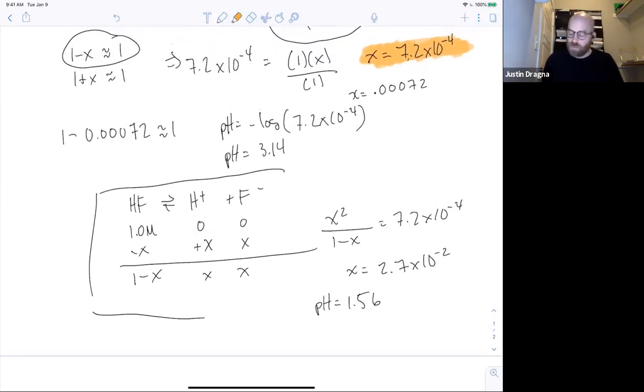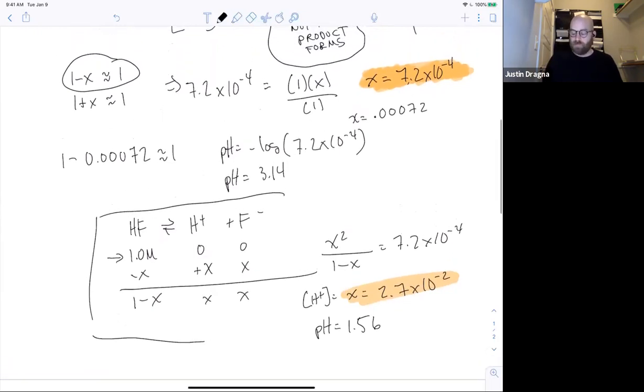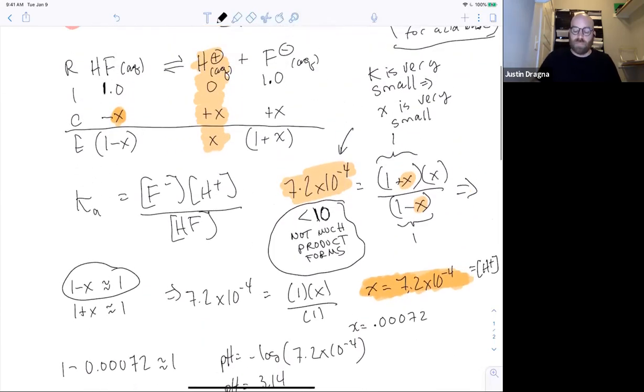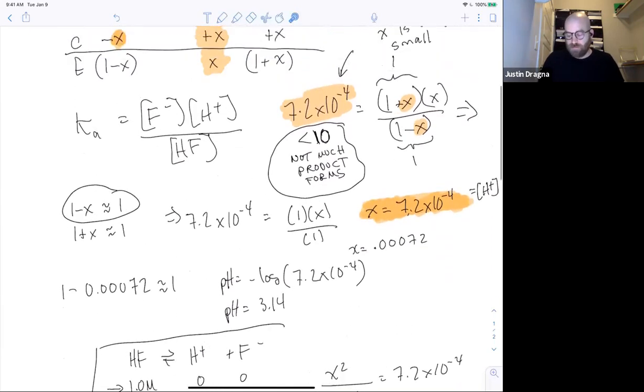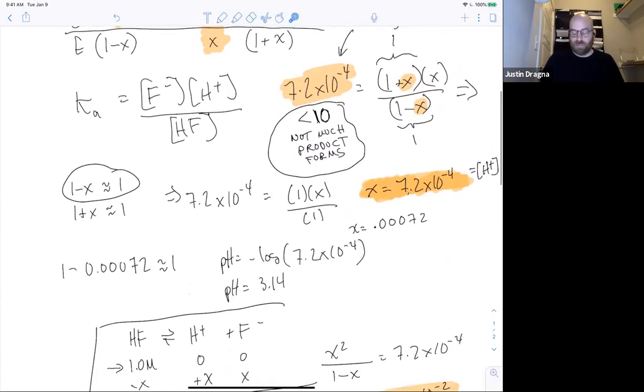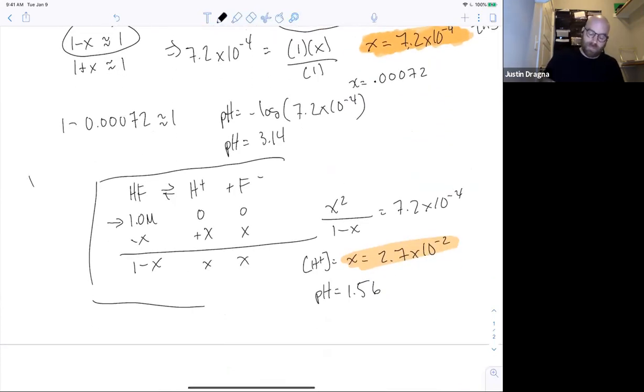So let's compare these. X, which is really equal to the H plus concentration, is equal to 2.7 times 10 to the minus second if I start out with 1 molar HF with no sodium fluoride. But it's equal to 7.2 times 10 to the minus 4th, a smaller number, if I start out with 1 molar HF and 1 molar F minus. So what we see is that if we start with products there, it suppresses the amount of HF that dissociates. This is for comparison.